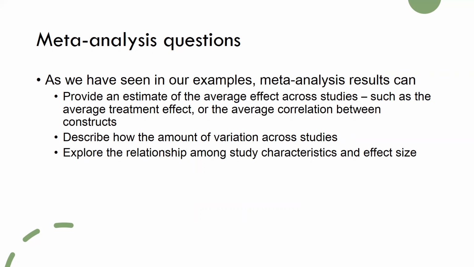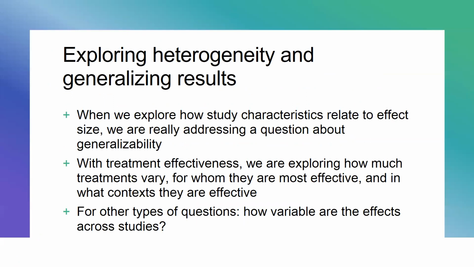And then if we have enough studies, we can begin to explore relationships among study characteristics and effect sizes and try to get at why those results are not agreeing across each study. And that's an important part of a meta-analysis. And so we can think about exploring heterogeneity as a way to think about how generalizable our results are across the set of studies.